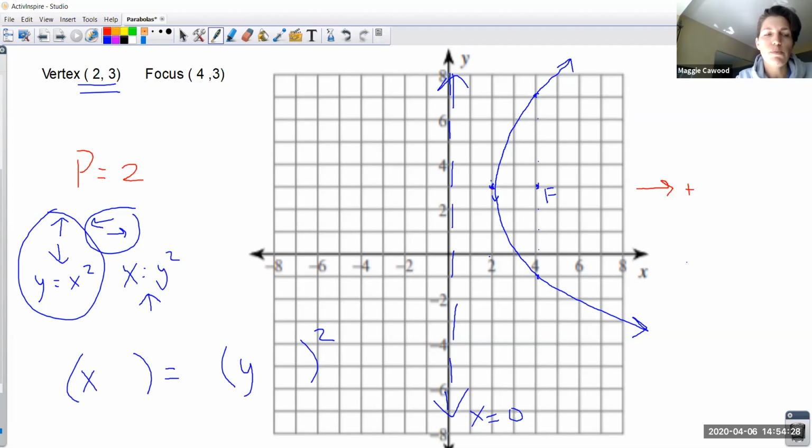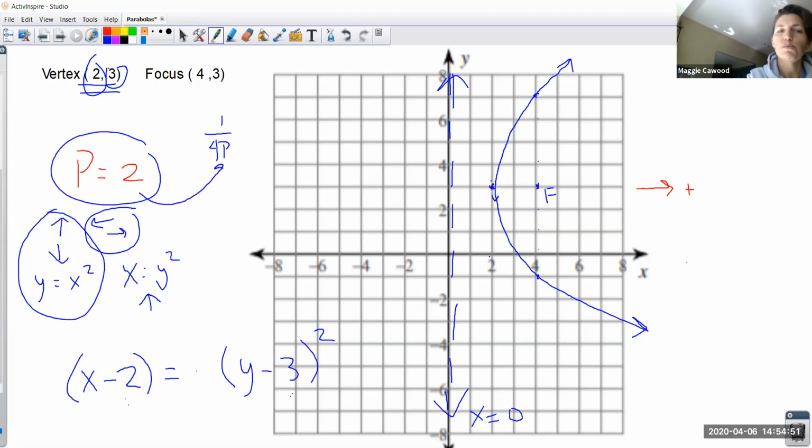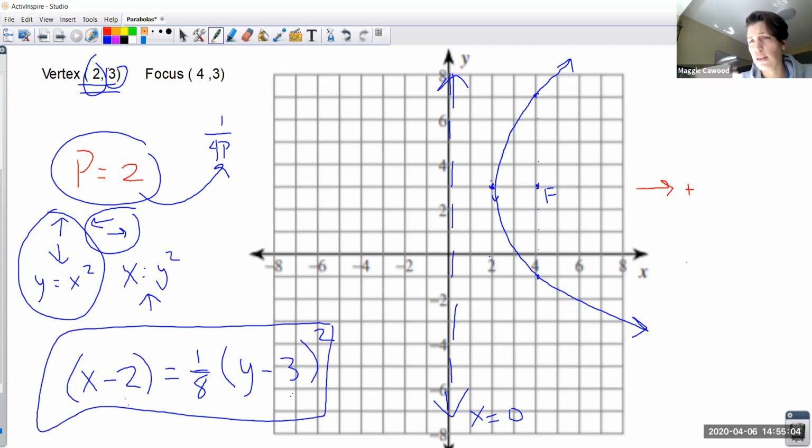Now I need to put my h comma k. I have to be very careful. So h goes with my x, so I'm going to put minus 2, the opposite. And the opposite, so I'm going to put minus 3. So my vertex is at positive 2, positive 3. And then right here, I'm going to put 1 over 4p. I know what p is. P is 2. So let's plug that in. 1 over 4 times 2. 4 times 2 is 8. So 1/8 is what I want to put there, and that would be the equation of my parabola that we just drew.